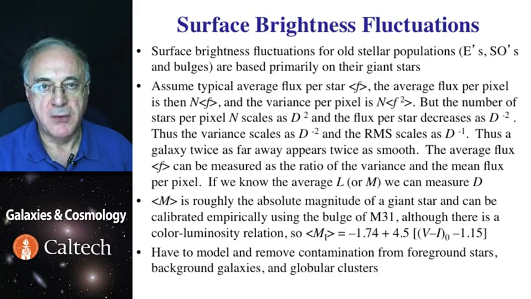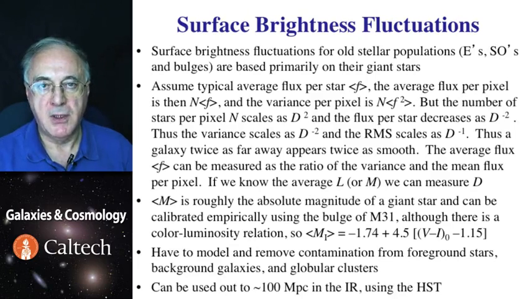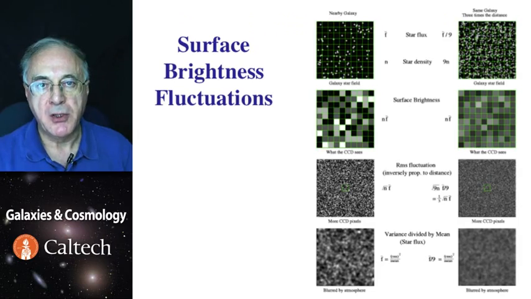We also have to take care of things like removing the effects of foreground extinction, presence of foreground stars in our galaxy, background galaxies behind the galaxy we're studying, and so on. Nevertheless, this is a very powerful method and can be used to measure distances out to 100 megaparsecs using the Hubble Space Telescope. Here is a simulation of how that works.